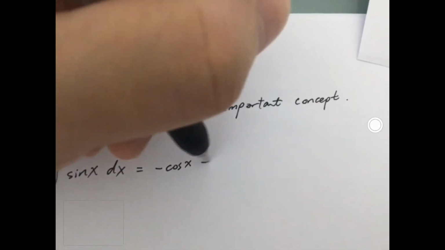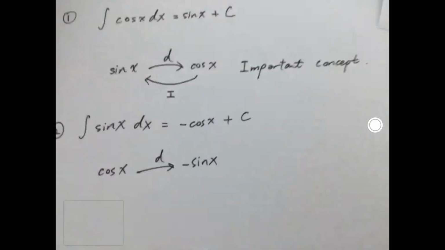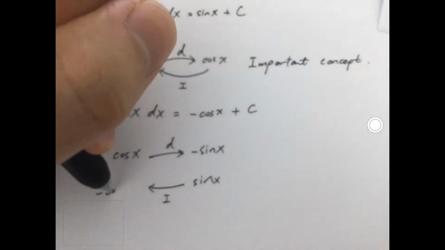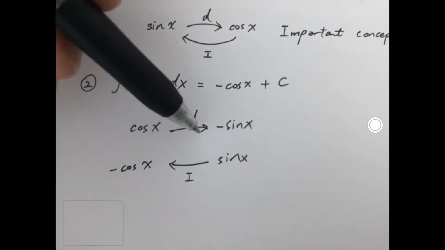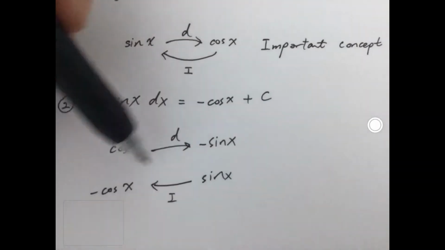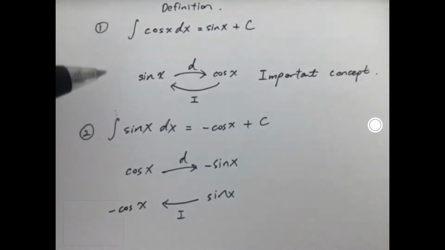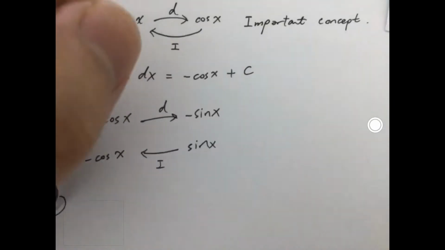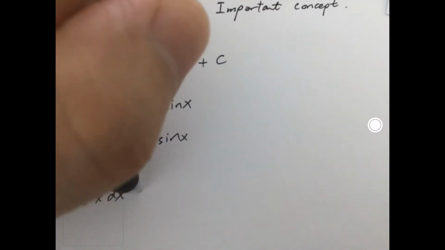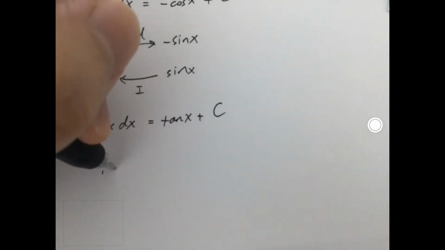Next, we work with the integral of sine dx, which is negative cosine x plus c. And the same as the one above, the bridge method. So the derivative of cosine is negative sine, and backwards, the integral of sine is negative cosine x. Remember the sign changes when you differentiate or integrate cosine.